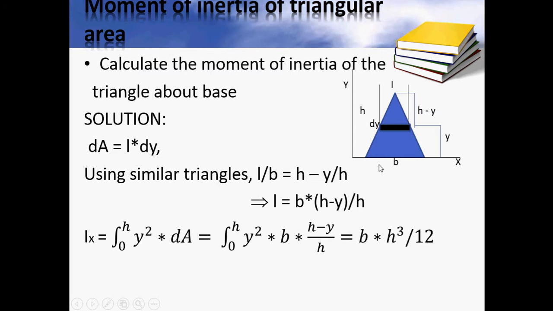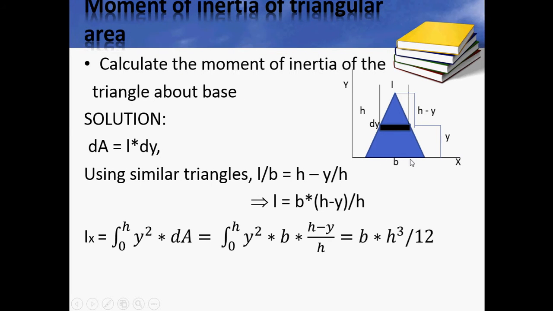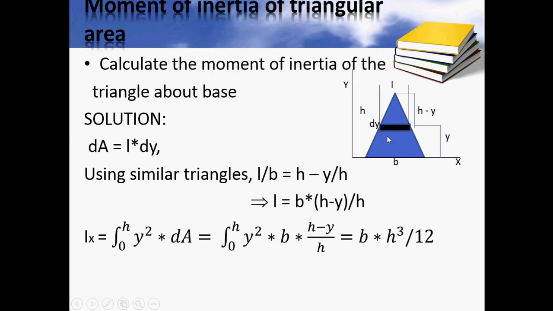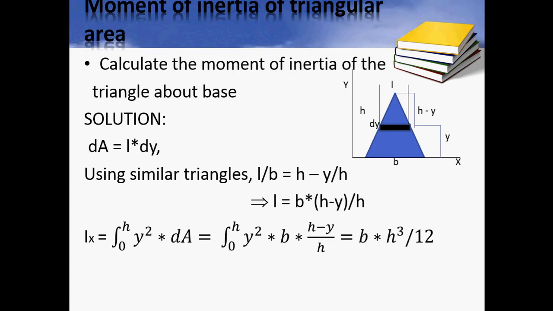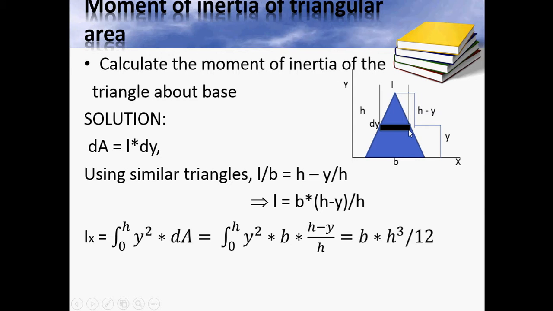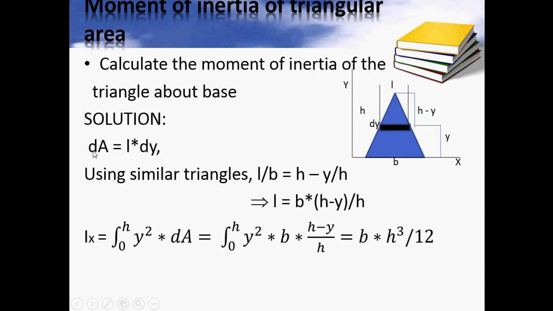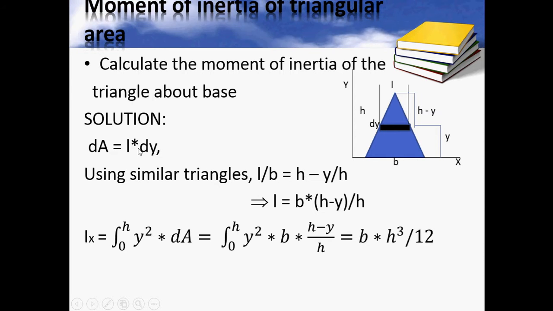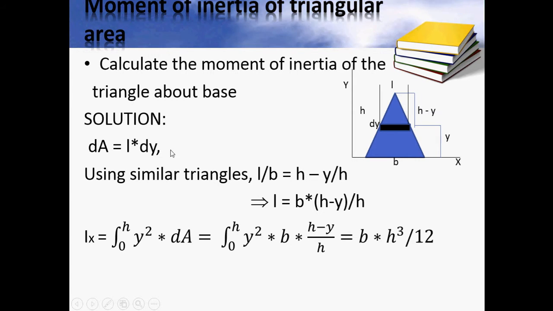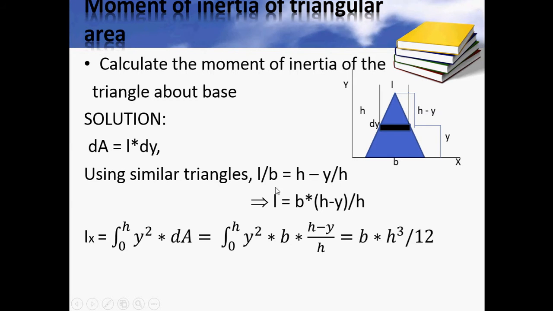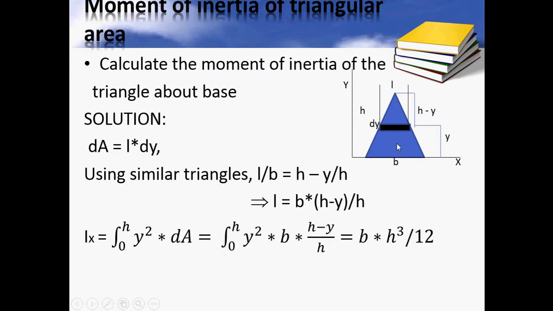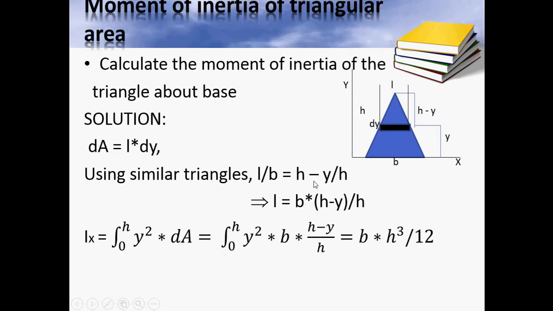The moment of inertia of a triangular area. We are required to calculate the moment of inertia of the triangle about the base, which is the x-axis. Let us consider again a rectangular strip at a distance y from the base, of thickness dy and length l. The area of the strip dA is equal to l into dy. Using similar triangles, we can find the value of l.